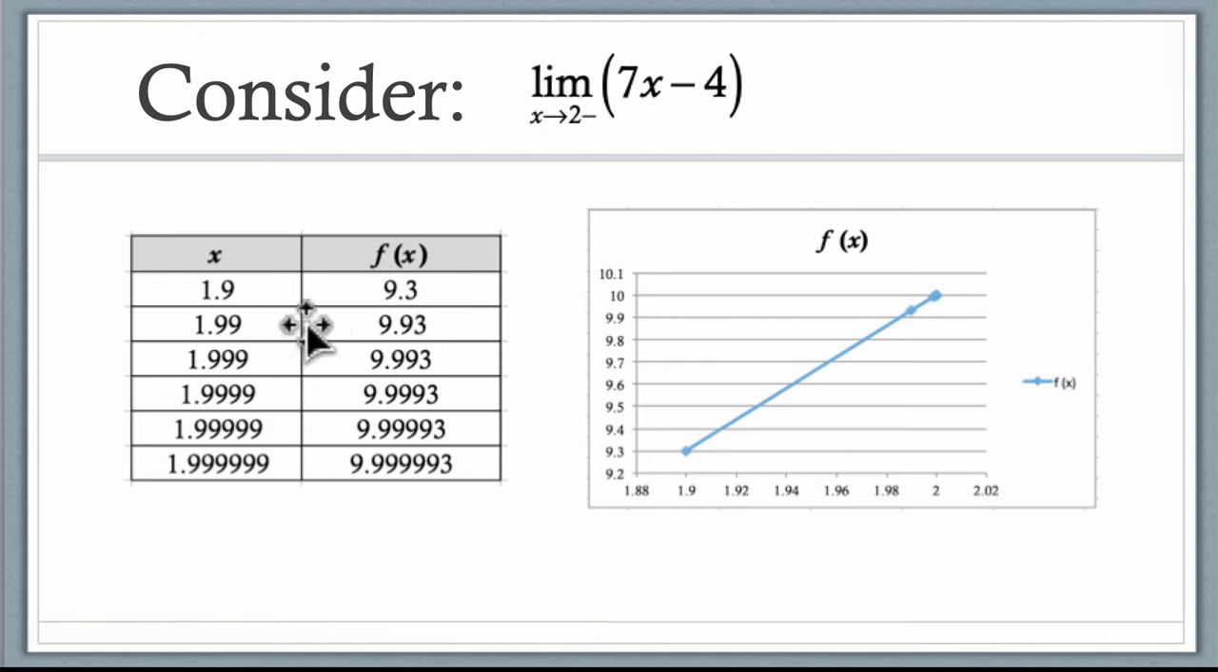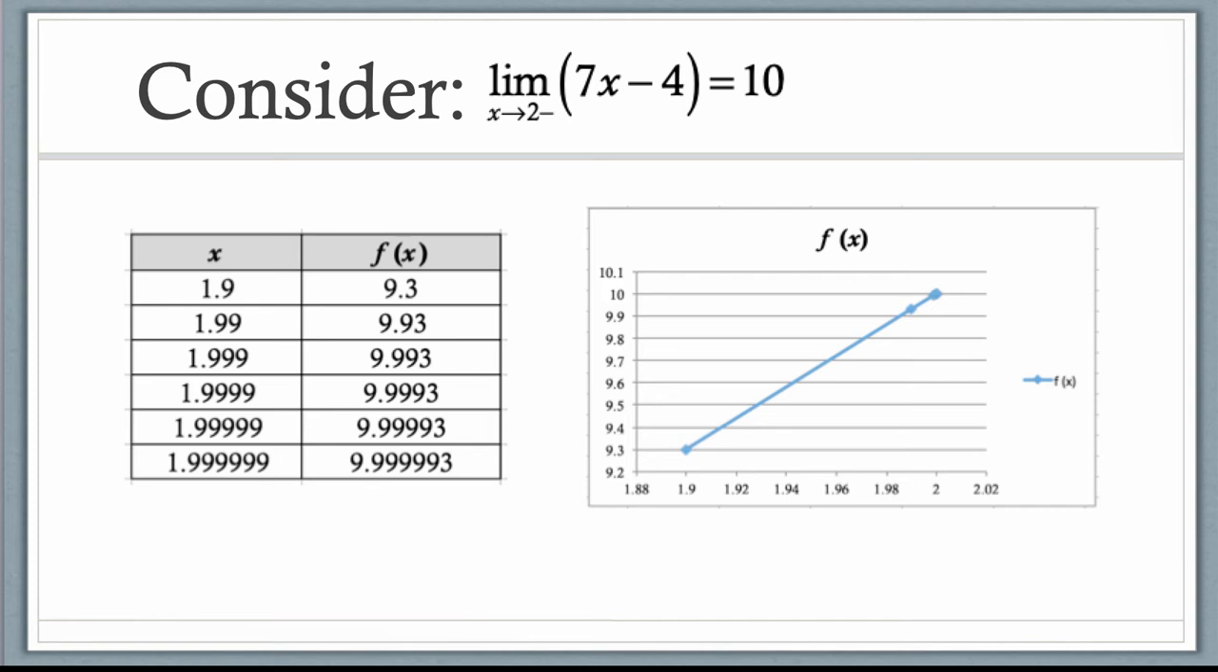But if you keep looking and you keep going closer and closer to 2, we can see that the function value is getting closer and closer to 10. And I could see that graphically here. I just graphed the sequence that I have over here, these sequences of numbers. And we could see we started off at 9.3 and we got closer and closer to 10. So it's safe to say that the limit as x is approaching 2 from the left of 7x minus 4 is equal to 10.